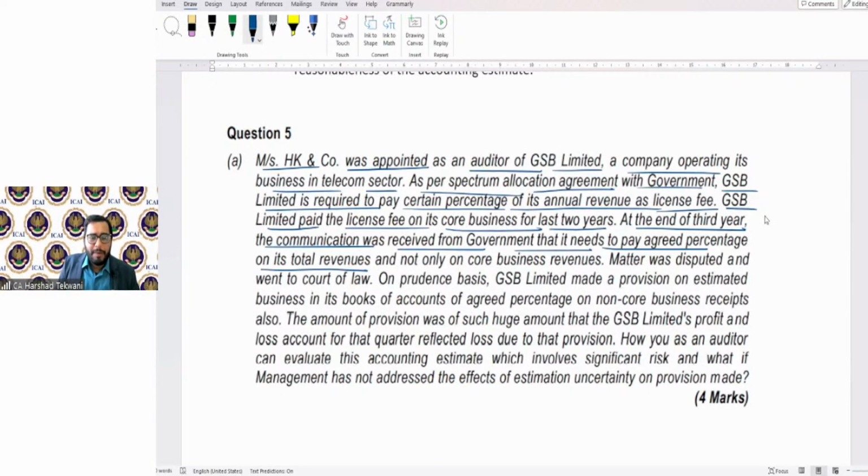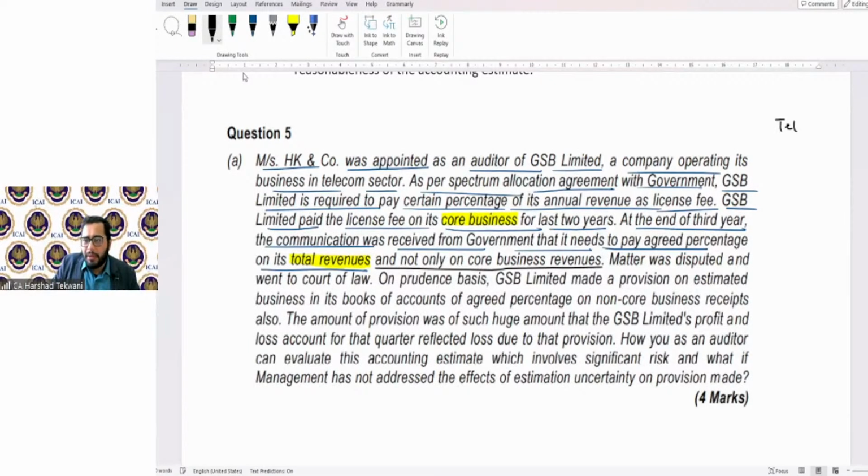So GSB was paying license fee on its core business. See, so it's paying on core business. At the end of third year, communication was received that they are required to pay on the total revenue, not only on the core business. Okay.